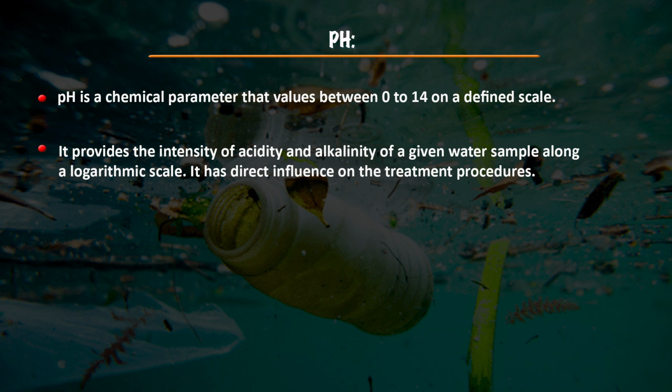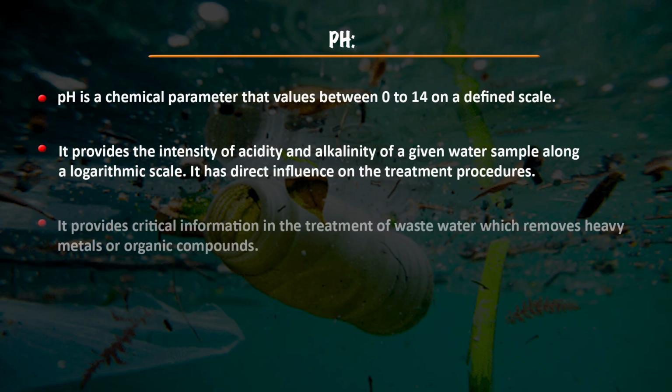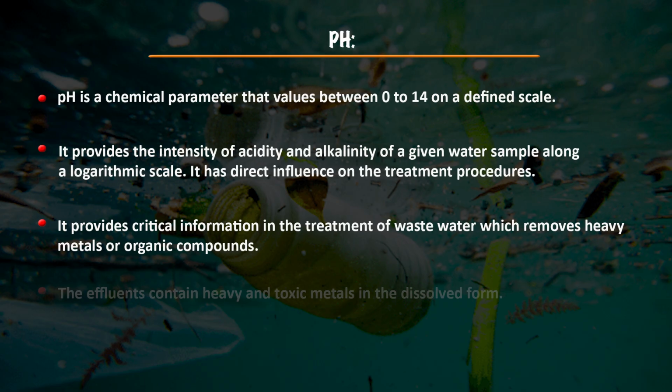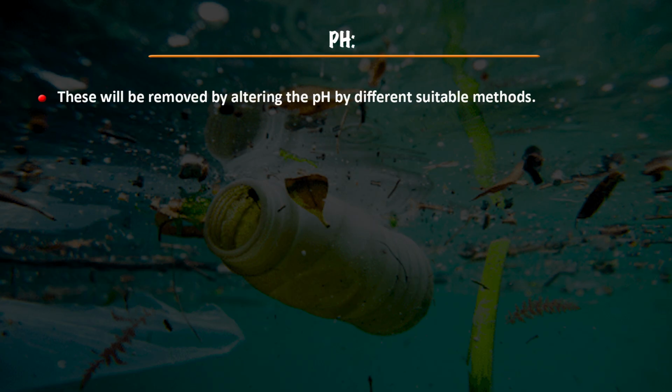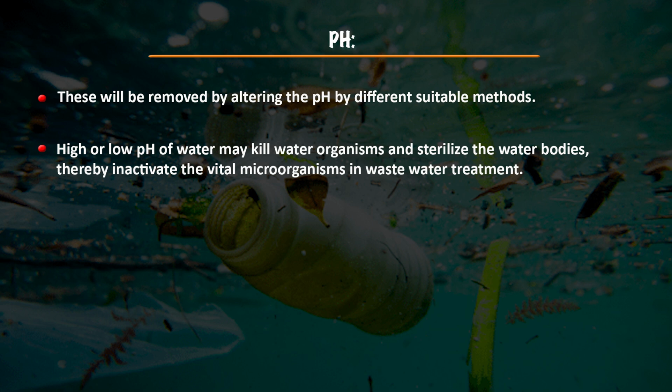So it has a direct influence on the treated procedures. It provides critical information in the treatment of wastewater that removes heavy metals or organic compounds. The effluents are the waste generated from the factories that contain heavy and toxic metals, also in dissolved form. They will be removed by altering the pH by different suitable methods. High or low pH of water can kill water organisms and also sterilize the water bodies, and so it results in inactivity of the vital organisms in wastewater treatment.